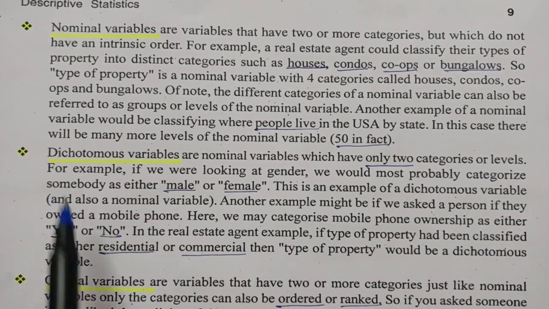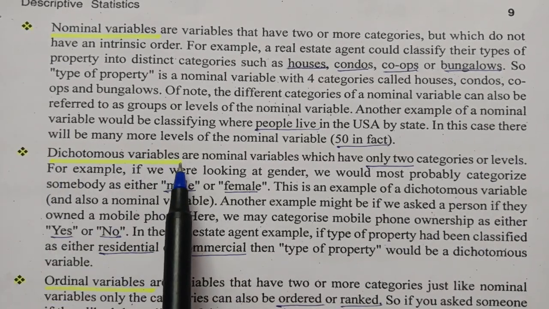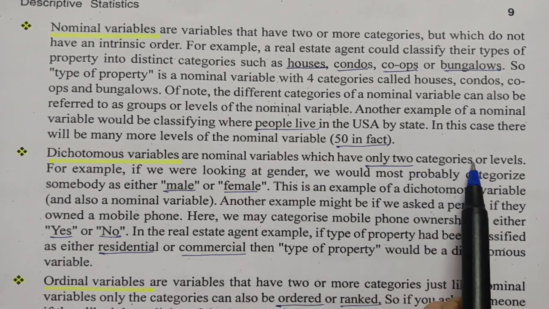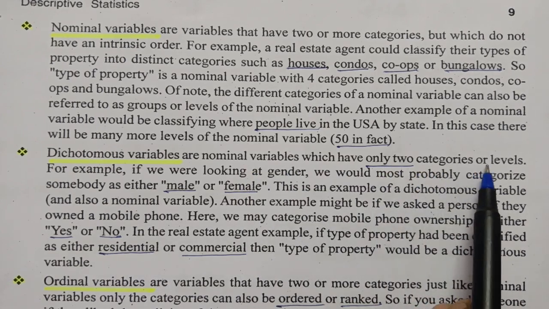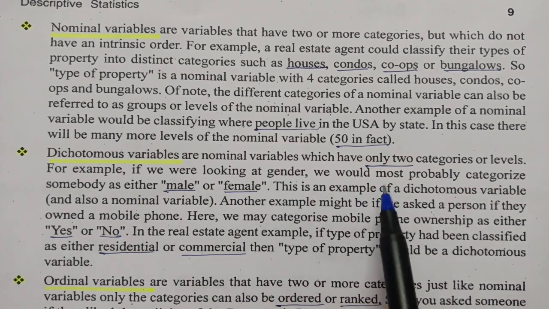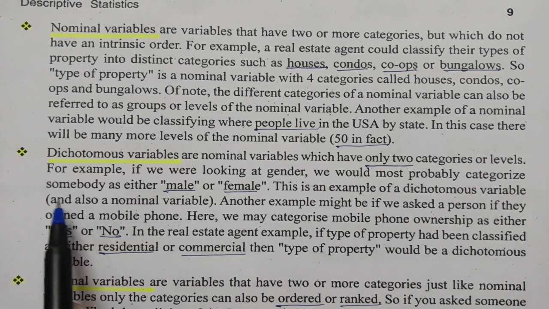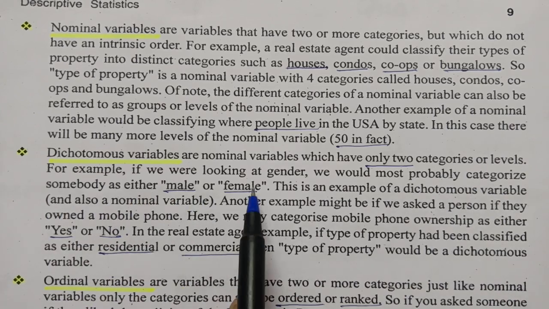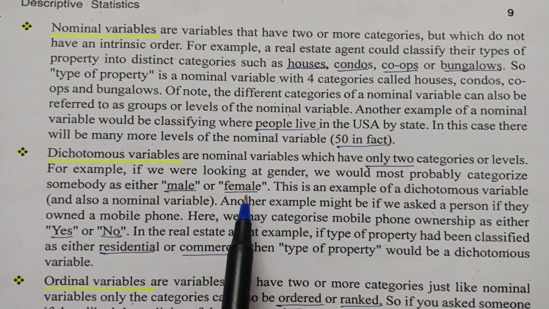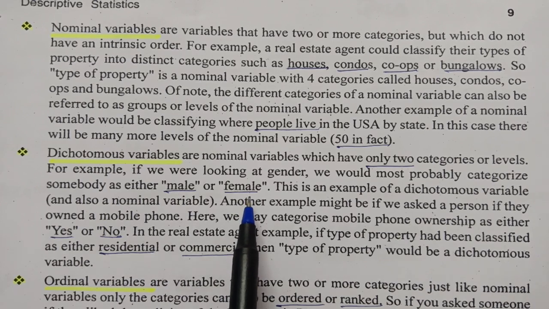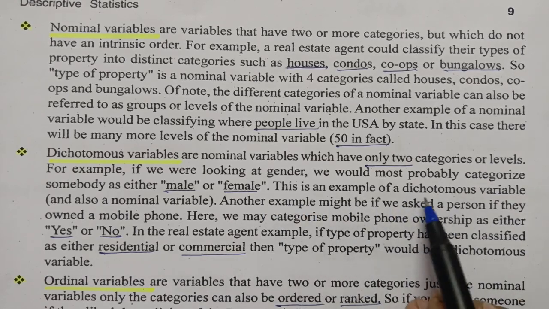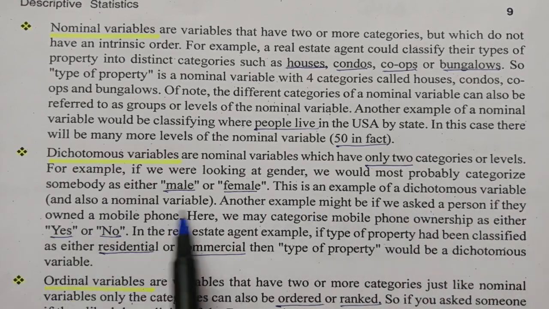Next is the dichotomous variable. A dichotomous variable is also a nominal variable, which has only two categories, so there are only two options or levels. For example, if you are looking at gender, you would most probably categorize somebody as either male or female. There are only two classifications, only two categories among which we have to select one. This is an example of a dichotomous variable.